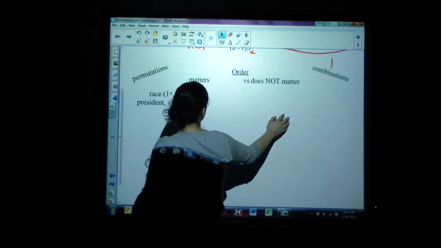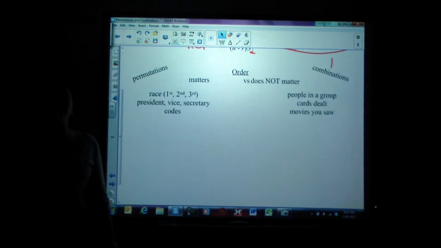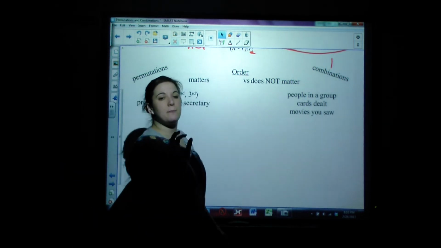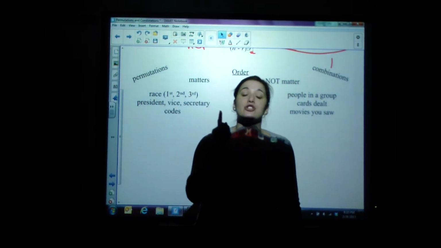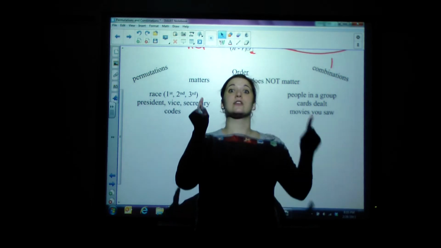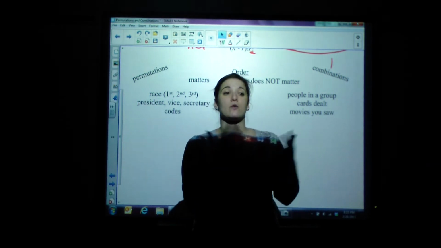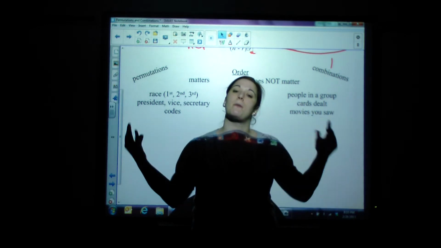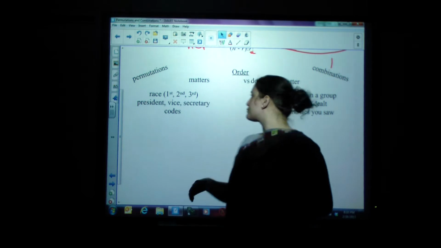Well, there it is. That would be things like people in a group. If I were to pick a group of 5 students and say, you 5 students automatically get an A, it shouldn't matter what order I pick you, it matters that you were in the group to get the A. So when you're in a group, it doesn't matter what order, it matters what group of people are together. So order doesn't matter there.